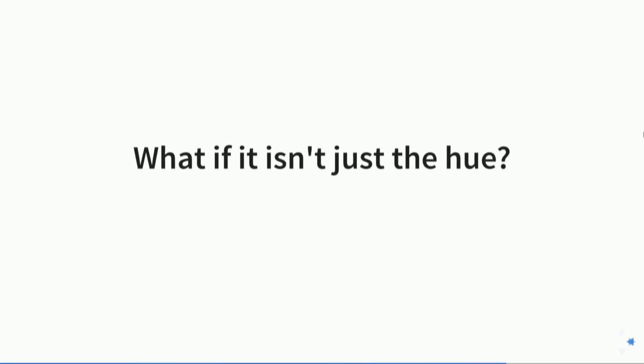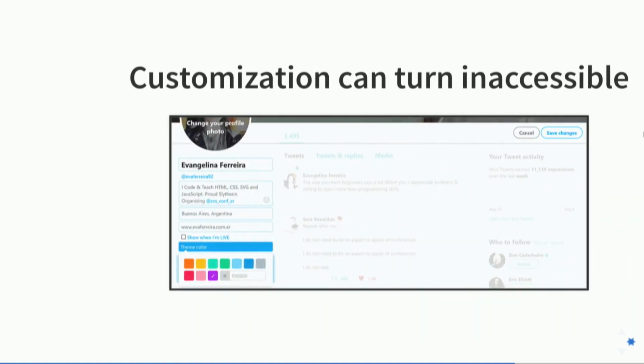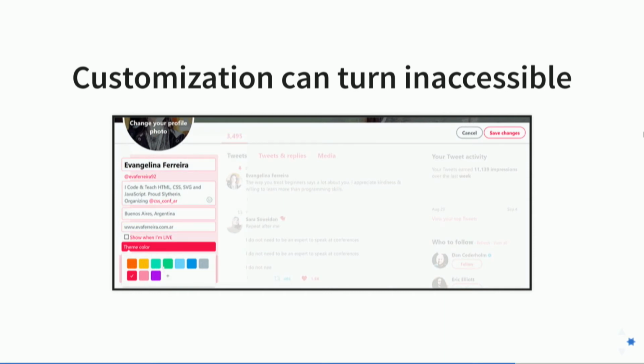So what if it isn't just a hue? What if we want to modify more things? What if the brightness of the color is unknown? How can we ensure that it will be accessible? Well, that's customization. That's letting the user choose a color and applying it. For example, again, Twitter. In Twitter, if you choose a color that is very, very light, like this, eventually it will turn into blue. So if it turns into blue, it ensures that it will be accessible, that you won't use white text over white background.